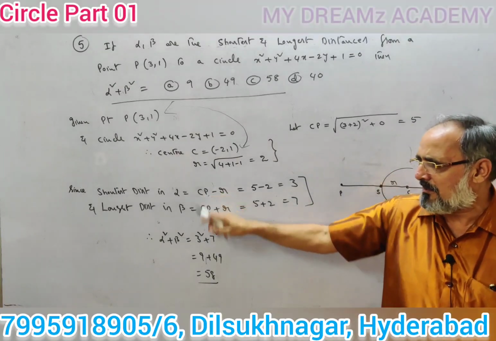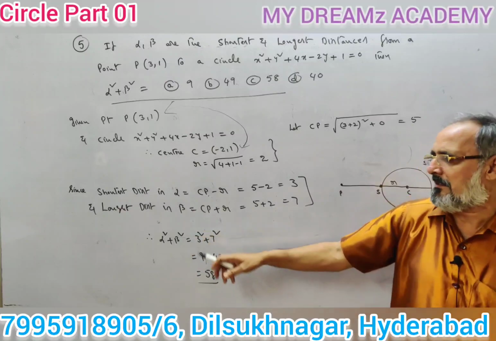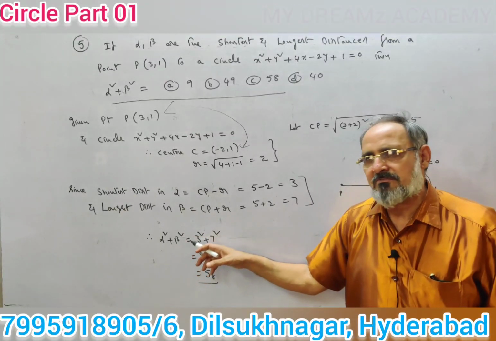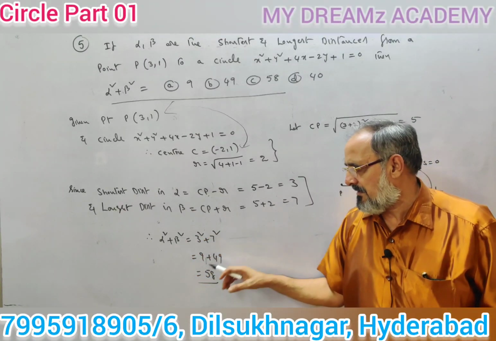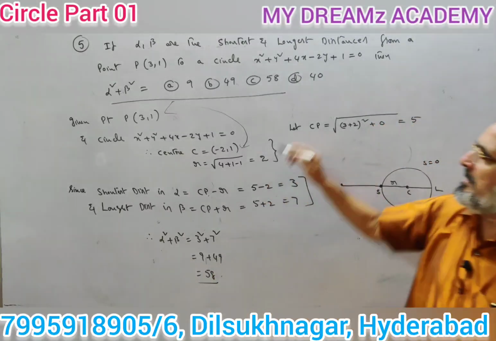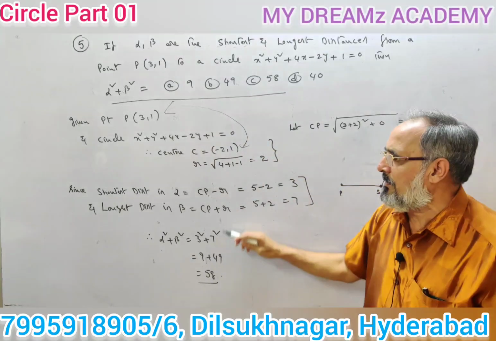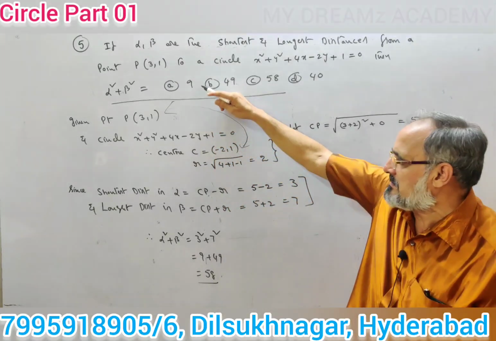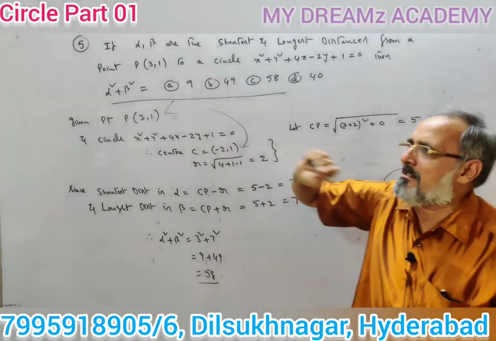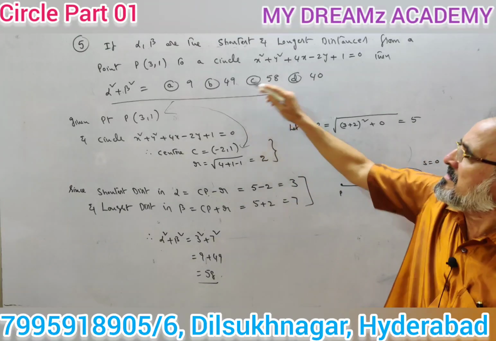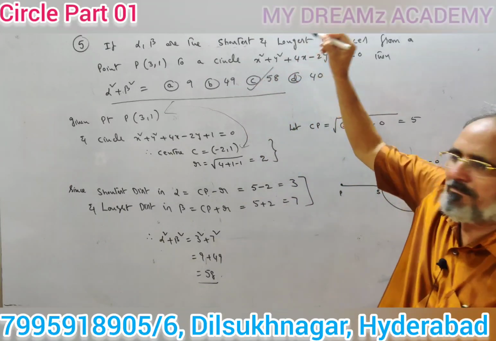Hence, once you have alpha and beta, whatever they are asking, you can write alpha square plus beta square, which is 3 square plus 7 square equal to 9 plus 49, 58. The options are given. Suppose you calculate only alpha, you may get only 3 square, 9. Beta square means 49. The sum of them will be 58, this will be the answer.